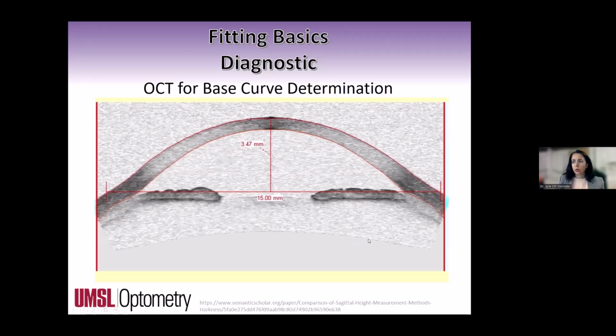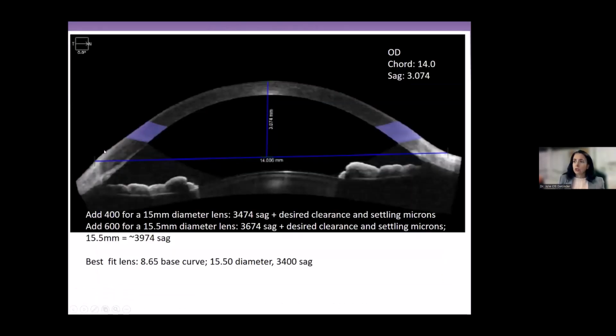Well, let's look at how this works in actual practice. Here is an image of the eye. I couldn't get a 15 millimeter chord with the image I had when I took it off the OCT. The biggest I could get was a 14 on this patient. So I got a 14 millimeter chord, and their sagittal depth was 3074. If I wanted to fit a 15 millimeter lens and thought about the theory of 400, we would bump this 3074 up to a 3474, and then I would add whatever desired clearance I wanted on top of it.